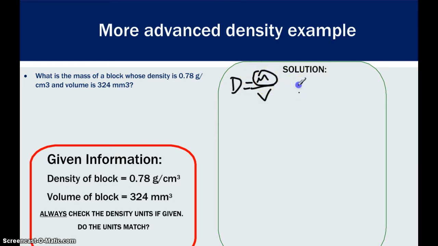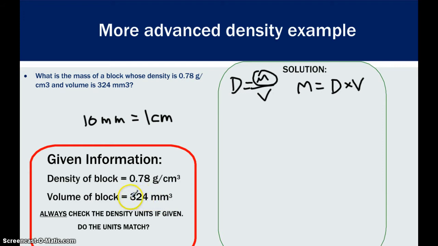If you rearrange that, you'll get the mass is equal to the density times the volume. The density we know, 0.78 grams per centimeter cubed. The volume we know, but if you look at these units, they're not the same. The density has centimeters cubed, and the volume is in millimeters cubed, so those are inconsistent. I happen to know that 10 millimeters equals 1 centimeter. But that doesn't just mean that you divide by 10. You have to divide by 10 3 times.